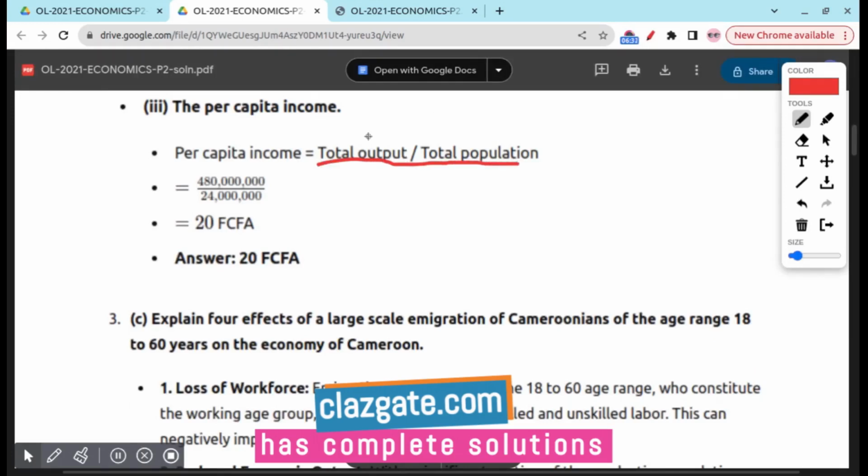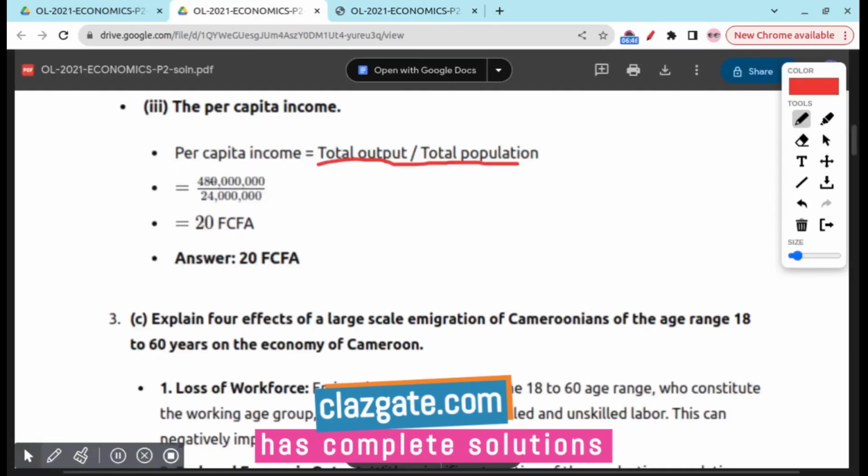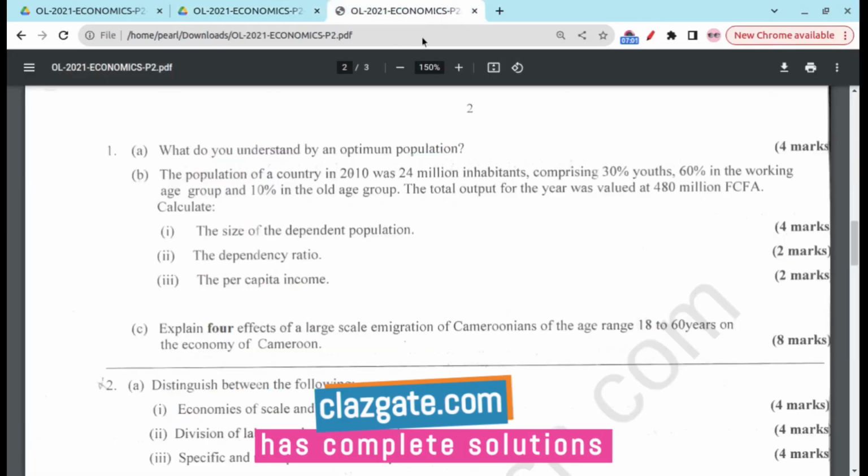And our total output, they gave us here, is 480 million per year, and our population is 24 million inhabitants. So that's our 480 million divided by 24 million inhabitants, giving us 20 francs CFA. It means that per capita income is 20 francs CFA. So that's it. The answer to point 3 is 20 francs CFA.